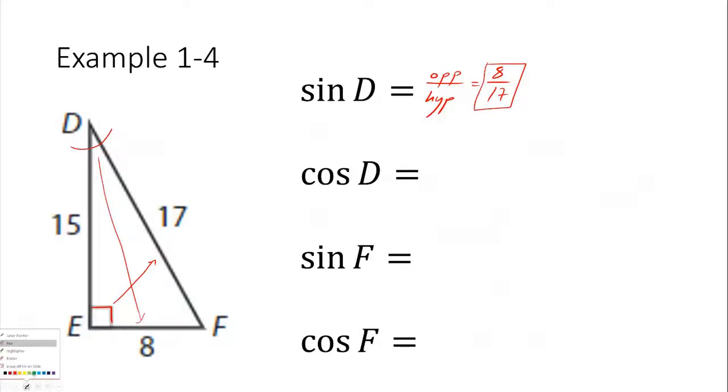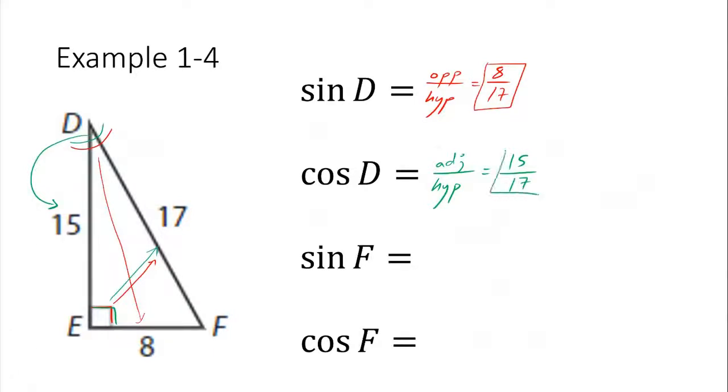Now, cosine of D is the adjacent leg over the hypotenuse. So cosine D is our reference angle, except now we're using the adjacent, next door neighbor, which is 15, DE. And then over the hypotenuse, which again is always on the opposite side of the 90 degree angle. And there you go.